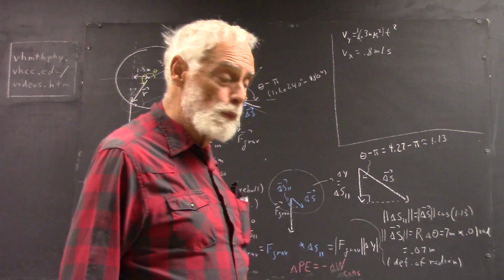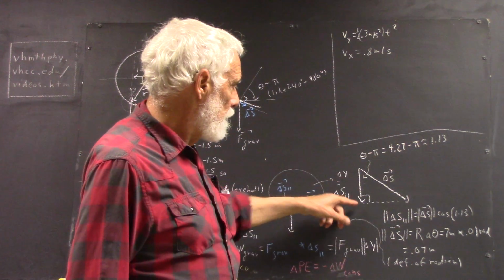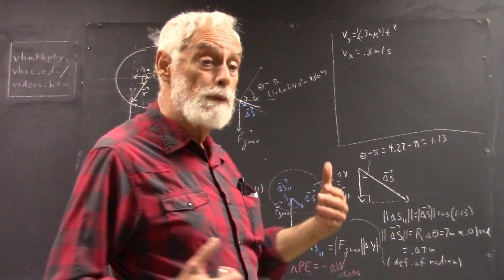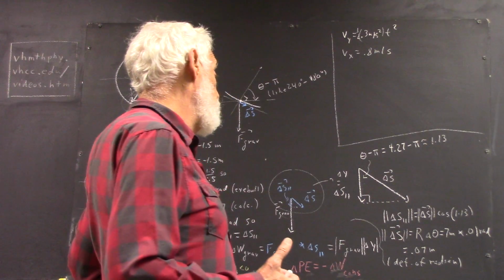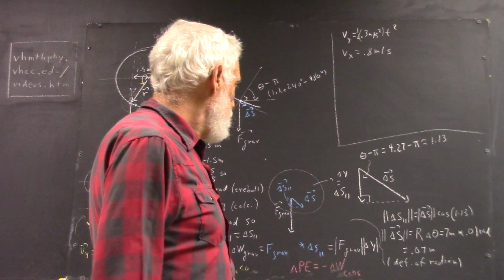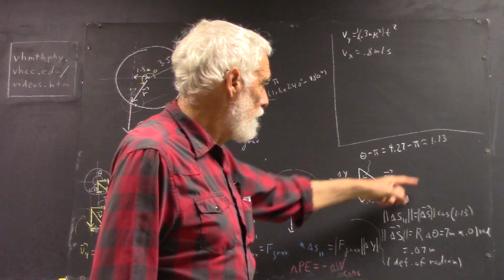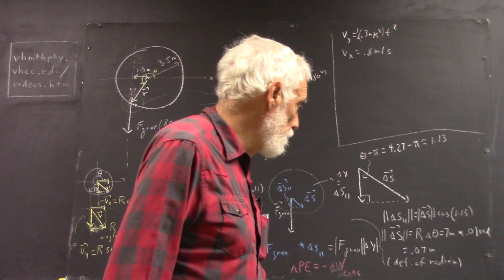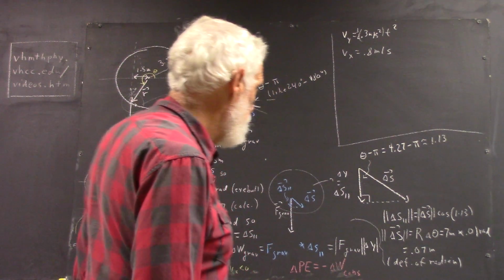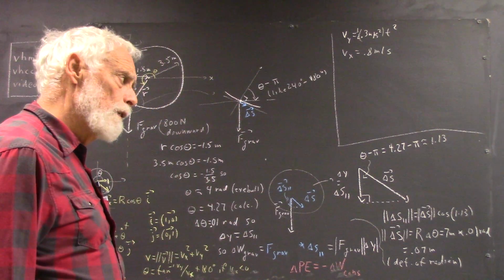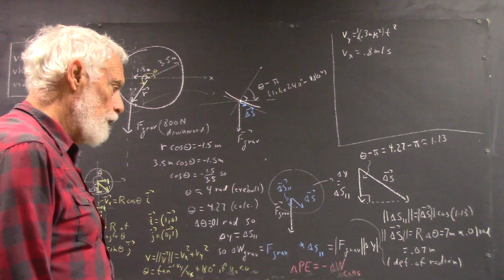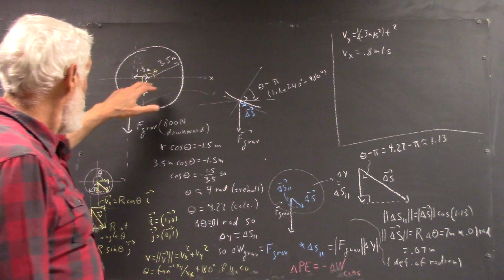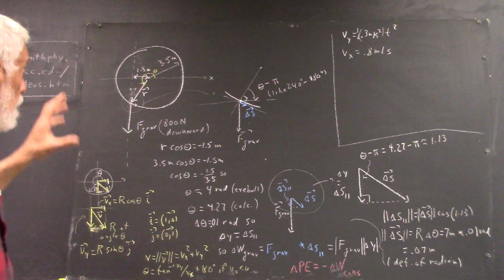This is about 1.13 radians. It turns out that our delta S parallel is going to be between 0.03 and 0.04 meters. You multiply our 0.07 meters by the cosine of this angle. Probably closer to 0.04 meters. No, 0.03 meters.